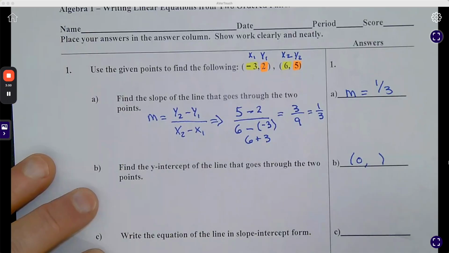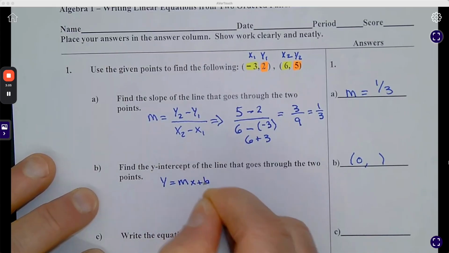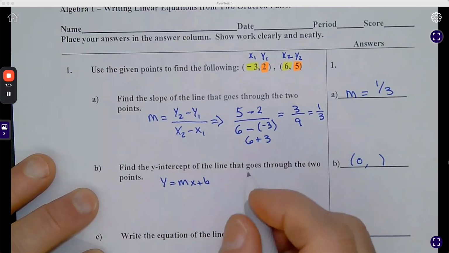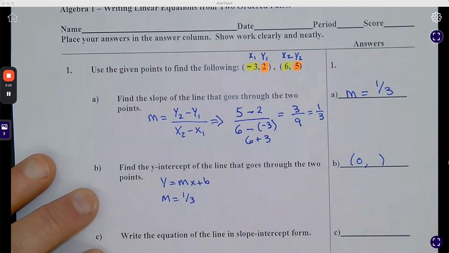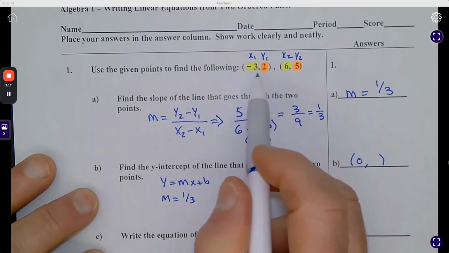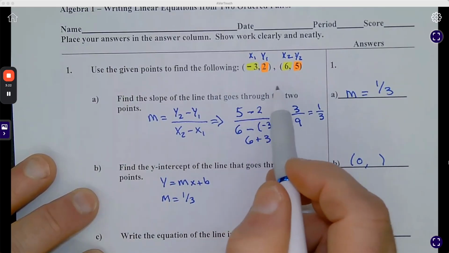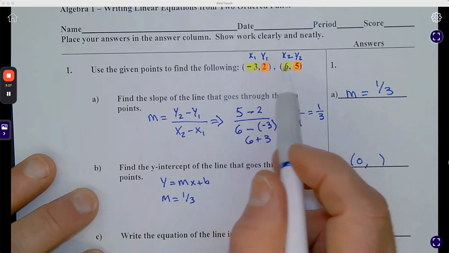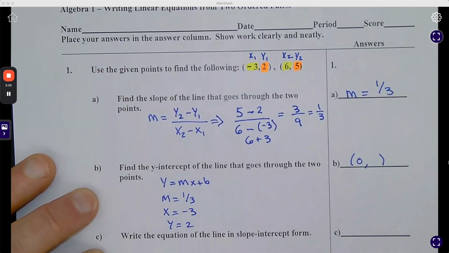To find the y-intercept, I go to y equals mx plus b. And what I do is I substitute in all the things I know. So for example, I know that m is equal to 1/3. I know some other things. For example, I know that at some point on the line, x and y equal those values, and I also know that some point on the line, x and y equals those values. So it doesn't matter which ordered pair you use, you just pick one of the two ordered pairs for your x and your y. Just like that.